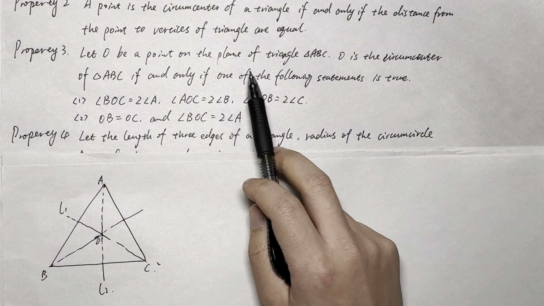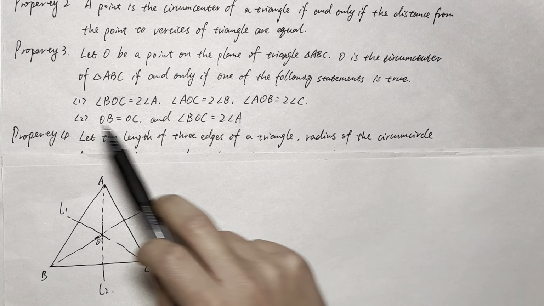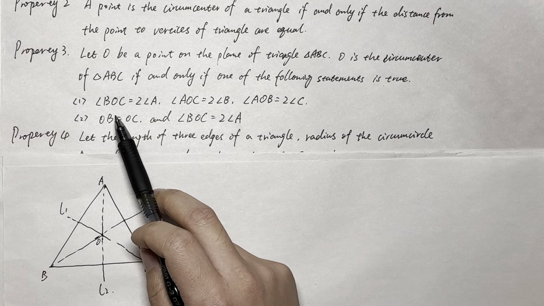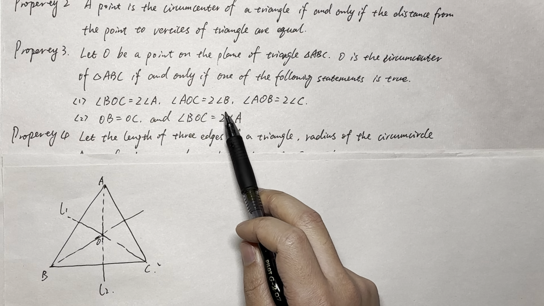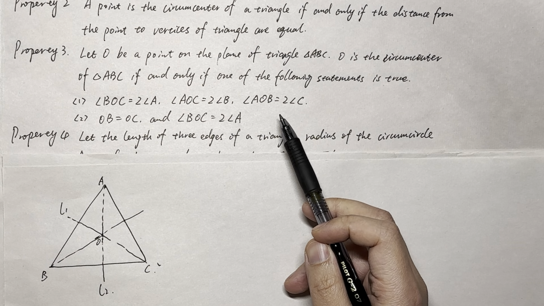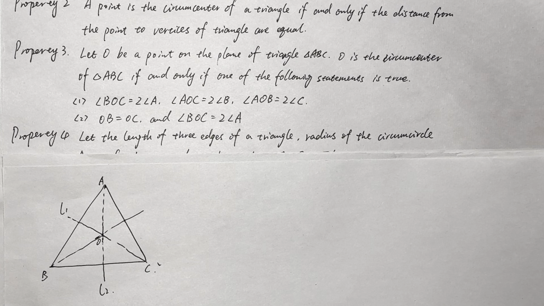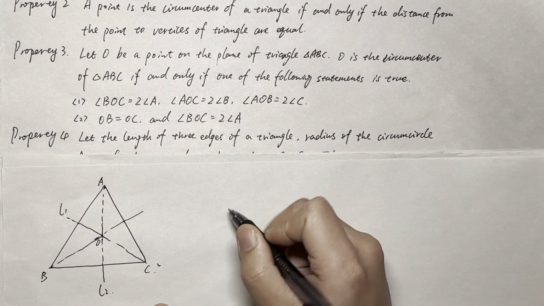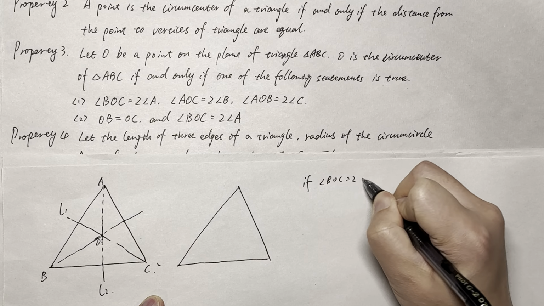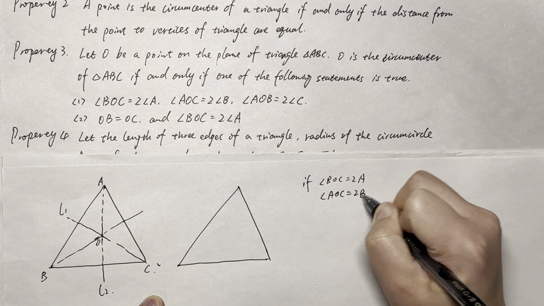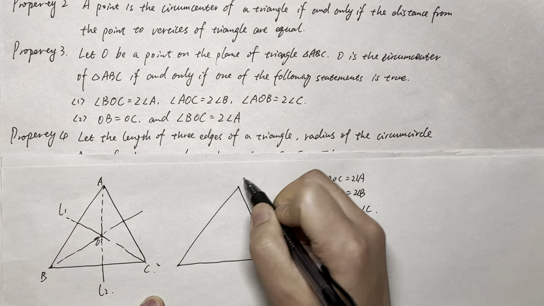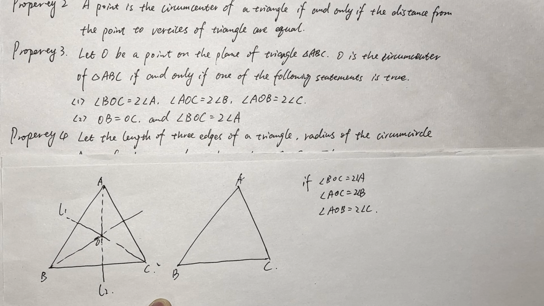Let O be a point on the plane of triangle ABC. O is the circumcenter of triangle ABC if and only if one of the following statements is true. The first one: angle BOC equals 2A, angle AOC equals 2B, angle AOB equals 2C. If O is the circumcenter, then this is obviously true. Now we just want to prove that if angle BOC equals twice angle A, angle AOC equals twice angle B, and angle AOB equals twice angle C, then O is the circumcenter.